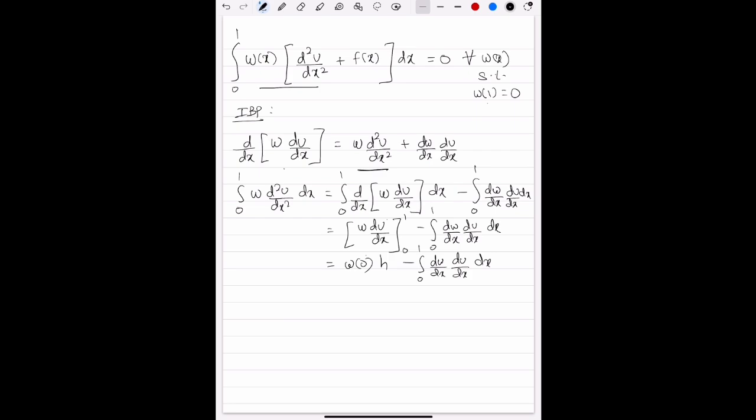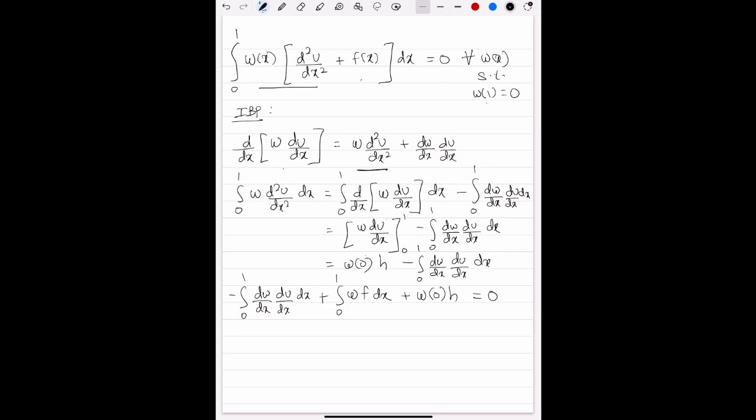Now we insert this expression back into the integral equation, and that gives us minus integral 0 to 1 dw by dx du by dx plus integral 0 to 1 w multiplied by f dx, which is this term over here, plus w of 0 multiplied by h has to be equal to 0. Now this equation right here is called the weak form of the boundary value problem.